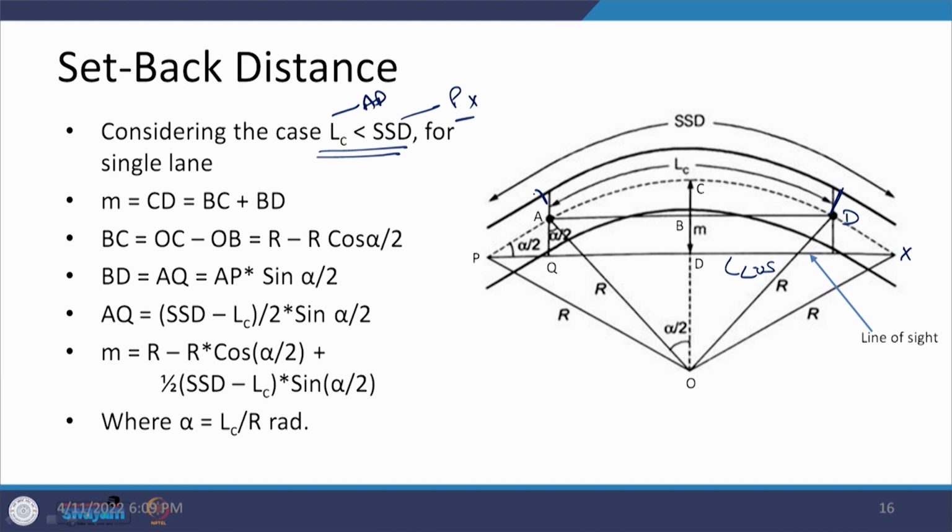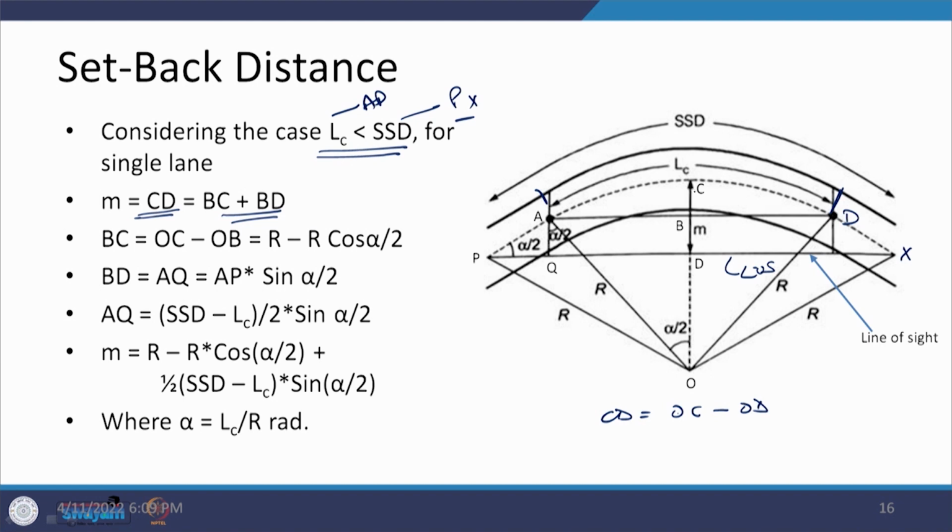So, we are interested to look between the movement from P to X, and therefore, the M is going to be equals to CD, and this CD can also be written as BC plus BD. This can be one way of writing it, or this CD can also be OC minus OD. Okay, I can write CD as OC minus OD. So, we are going to look at all of these things.